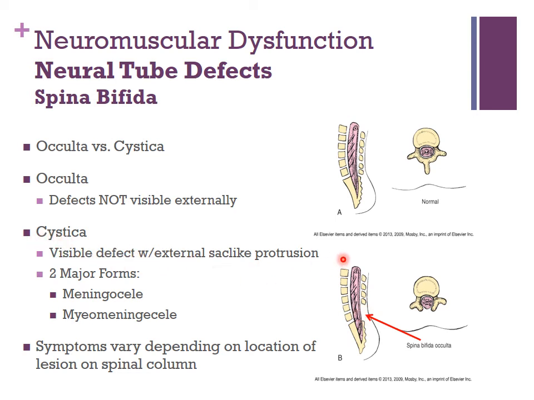Cystica, there is a visible defect with external sac-like protrusion. And these are going to be where you see your meningocele and your myelomeningocele, which we'll talk about in a second, the differences. So occulta, remember, it's not visible externally. Cystica, there is an external sac-like protrusion, and that's your meningocele or your myelomeningocele. And your symptoms will vary depending on the location of the lesion on the spinal column. So it depends on where on the spinal column it occurred.